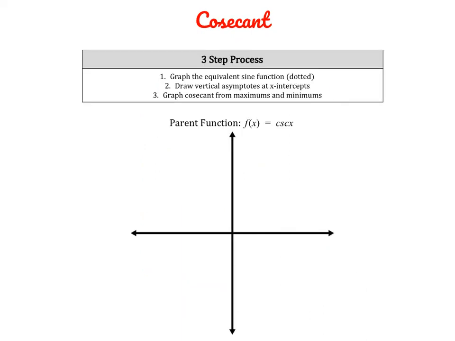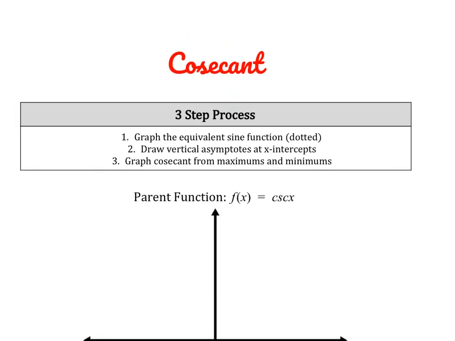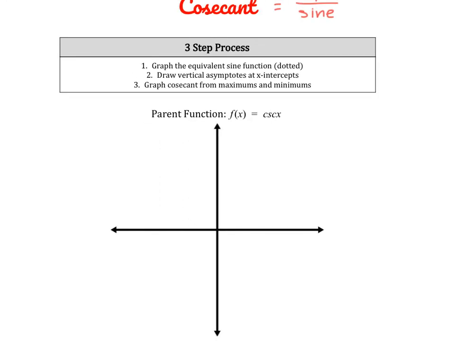Okay, the last 2 functions we have to graph are secant and cosecant. So to graph cosecant, I have a 3-step process. We're always going to start by giving ourselves a guideline graph using our sine function. And that's because cosecant is the reciprocal of sine, 1 over sine. So I'm going to lightly, or in a dotted line, graph my sine function. So it goes up to 1, down to negative 1. So it looks something like this.